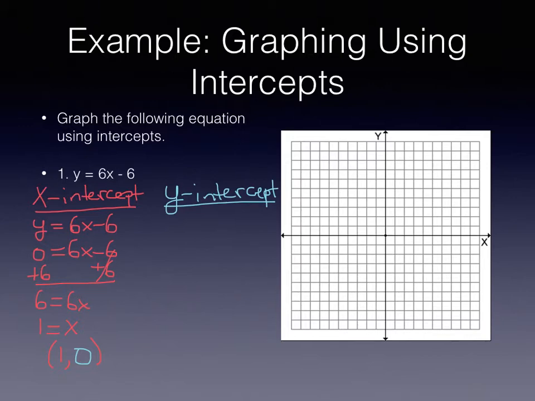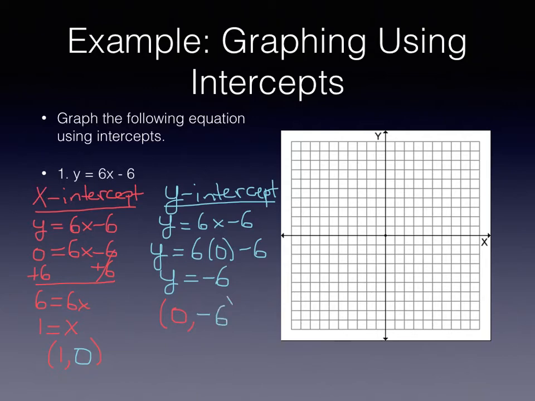Now for the y-intercept, I am going to again take that equation, y equals 6x minus 6, but this time I'm going to plug 0 in for x and solve for y. So I'll have y equals 6 times 0 minus 6. Well, 6 times 0 is 0. 0 minus 6 is negative 6. So this means my ordered pair here would be (0, negative 6).